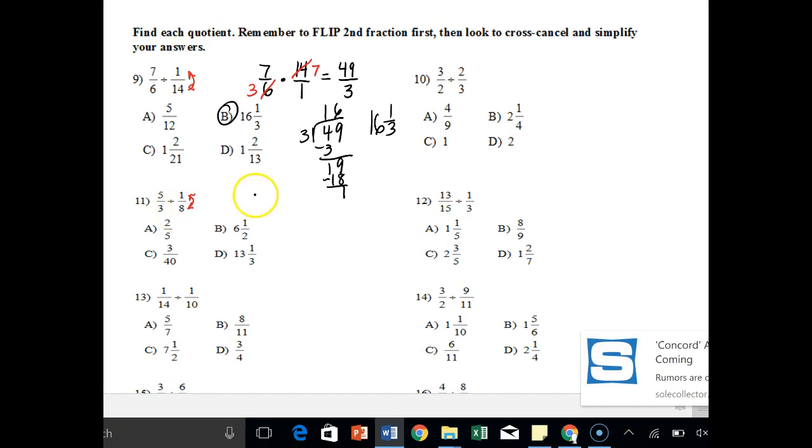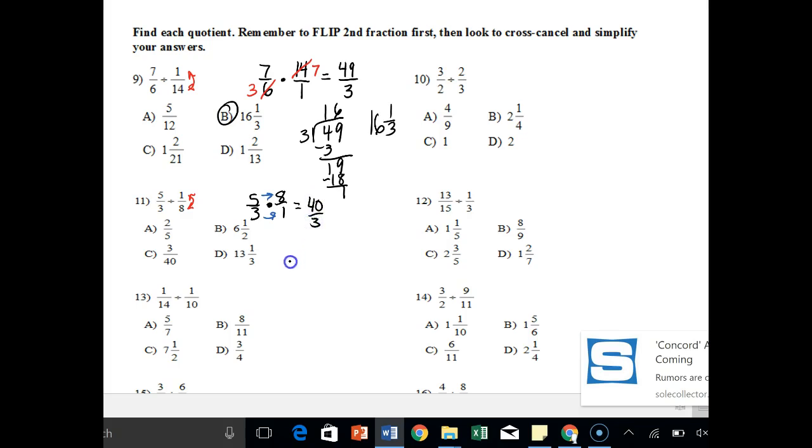That division sign should be an automatic signal to you to flip. So 5 over 3 times 8 over 1. Now ask yourself, is there anything I can cross-cancel? And it happens to be, no, there's nothing I can. So multiply straight across, I get 40 over 3.